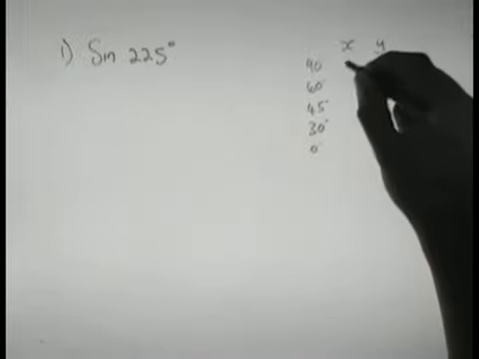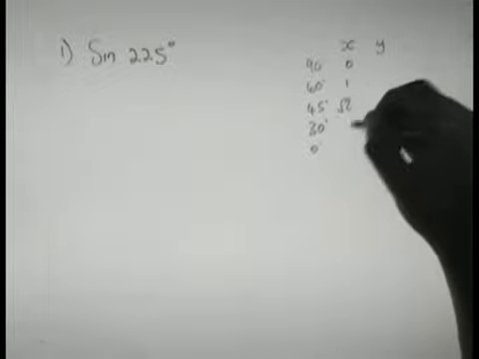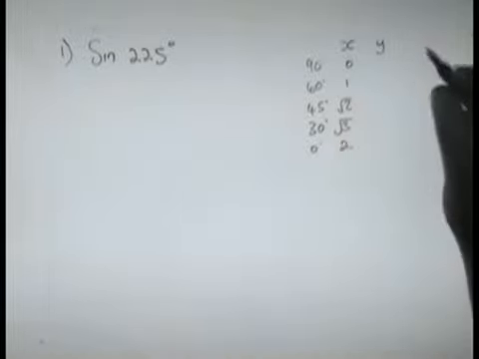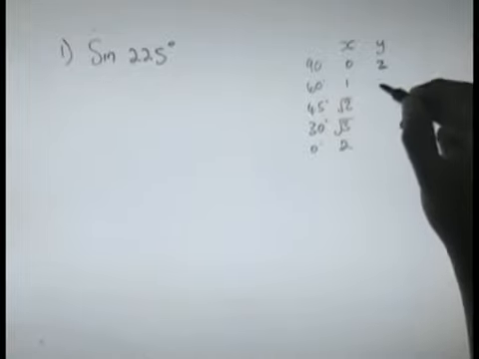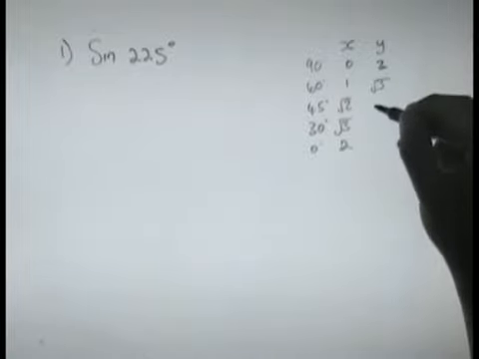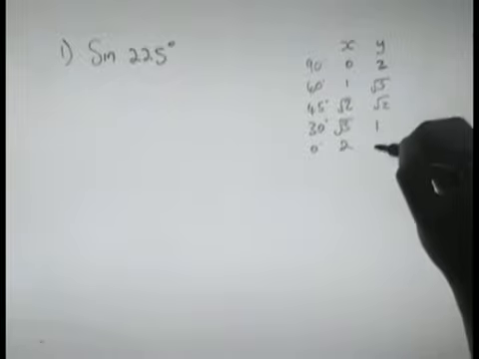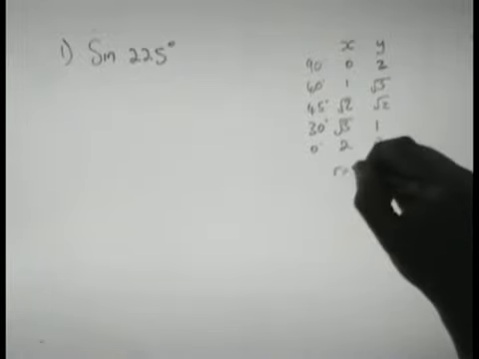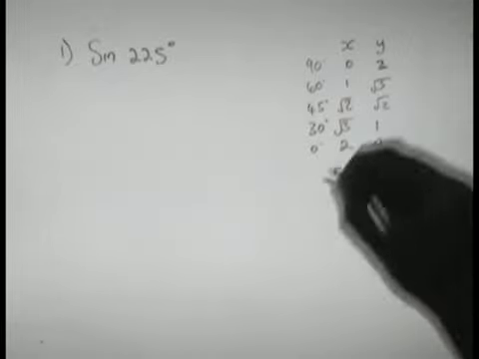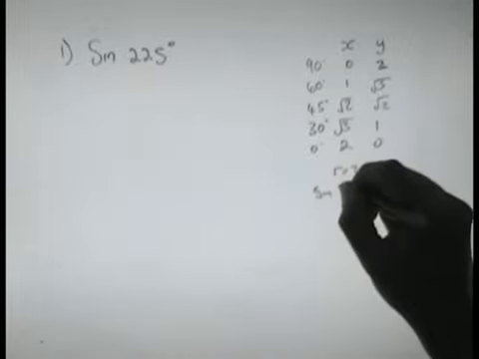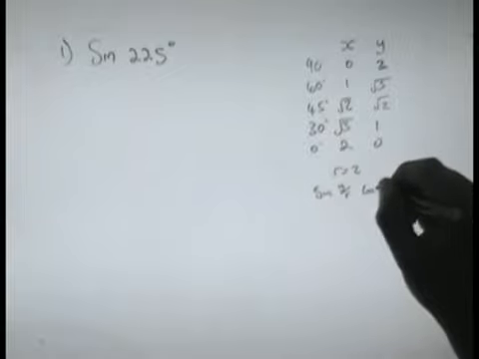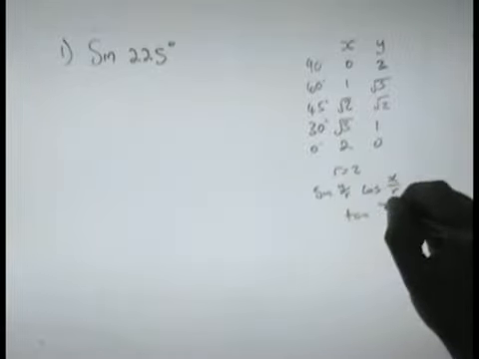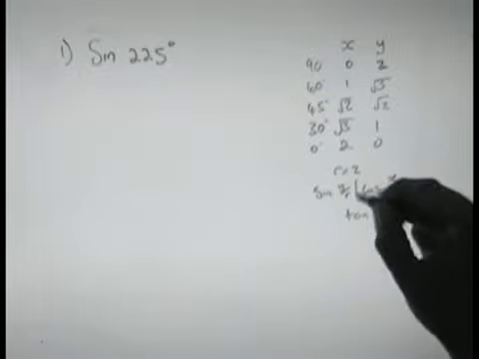X values of 0, 1, 2, 3, and root 4, which is equal to 2, 2, root 3, root 2, 1, 0. R is always equal to 2. Sine is y over r. Cos is x over r. And tan is y over x.